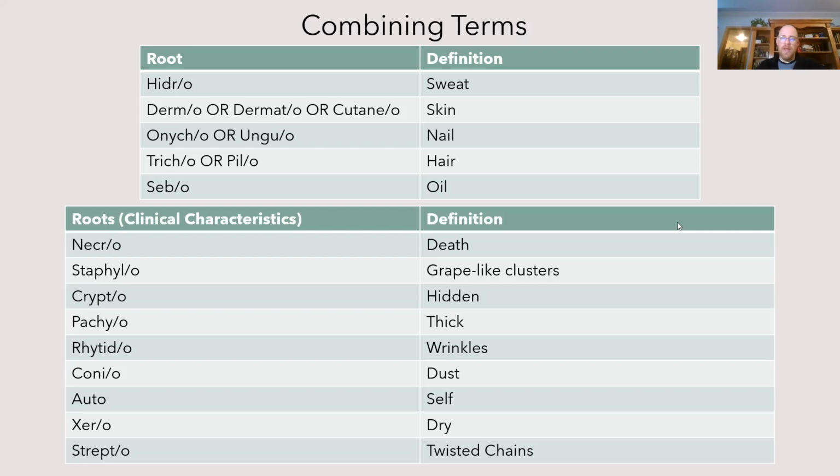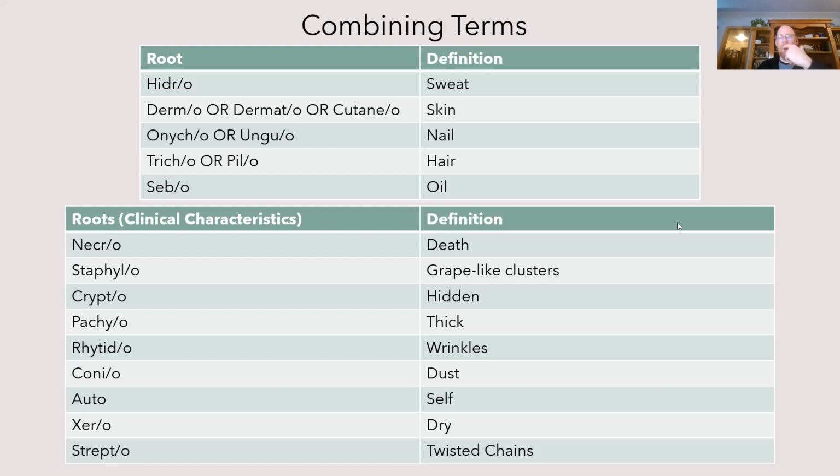Okay, you may see someone with cryptic tonsils, right? Maybe they have pustules on their tonsils that are actually kind of tucked back inside, where you can't actually see them with a light. Okay, Pachio, that is the root and combining form for thick. Okay, Rhytido, wrinkles. I'm developing some of those myself. Okay, Conio, the root and combining form for dust.